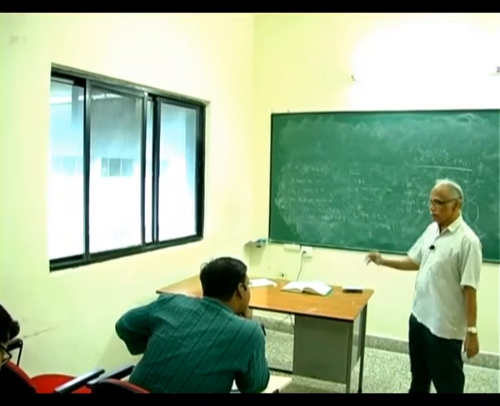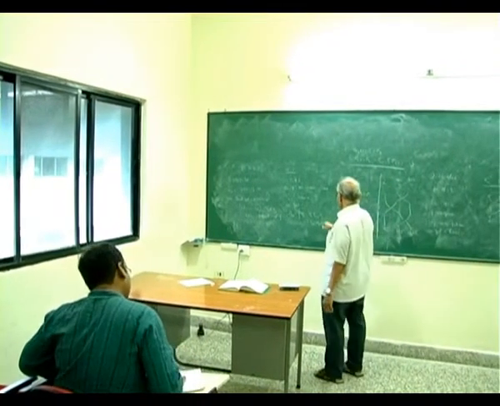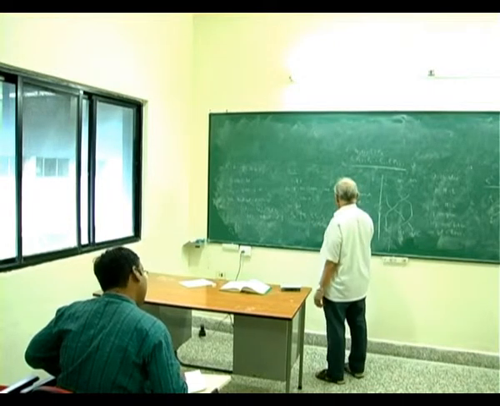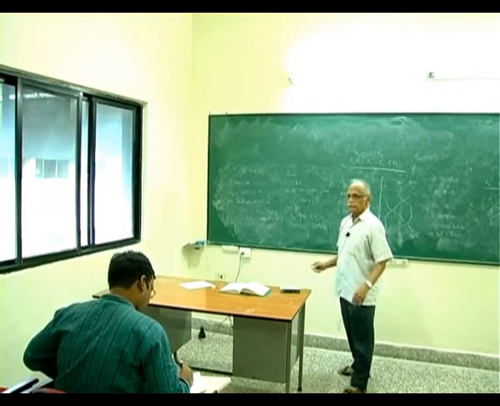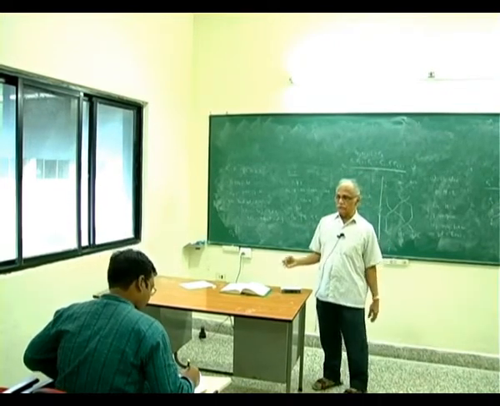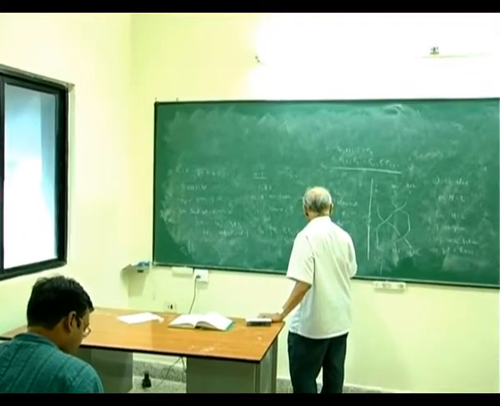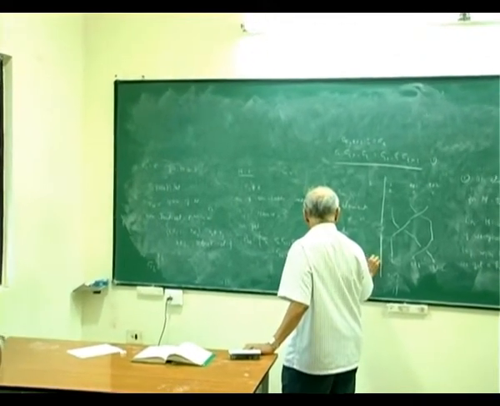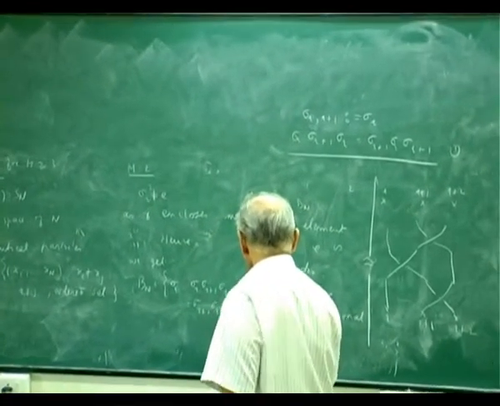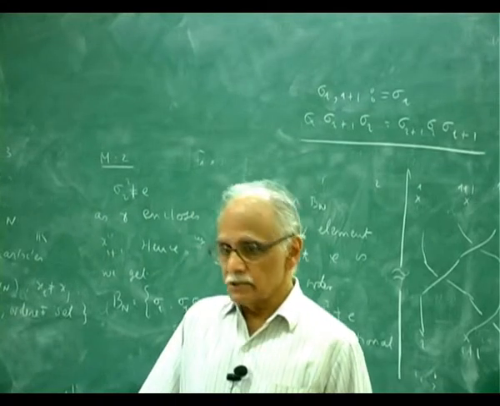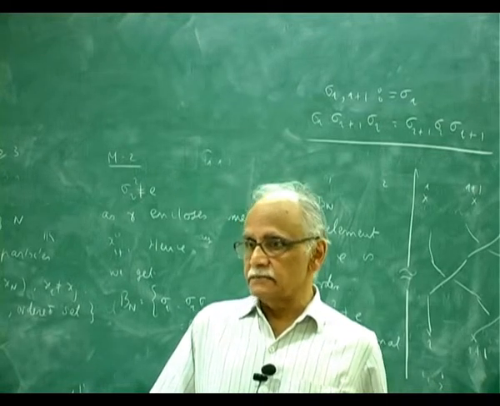For example, sigma I squared. Sigma I is a permutation. So sigma I squared, you get a fractional statistics. If sigma I squared is not identity, that means it's not fermion or boson. We get fractional statistics, because a double permutation doesn't give you 1. This is what gives you fractional statistics.